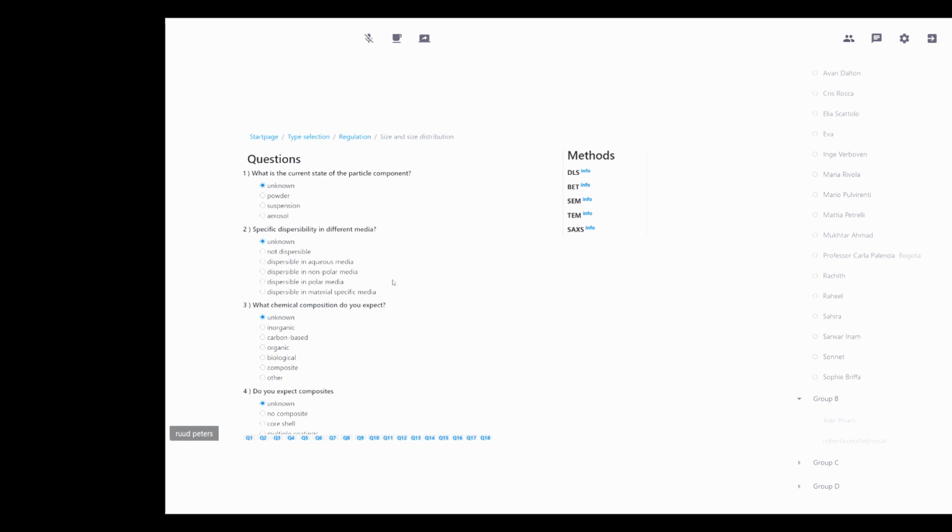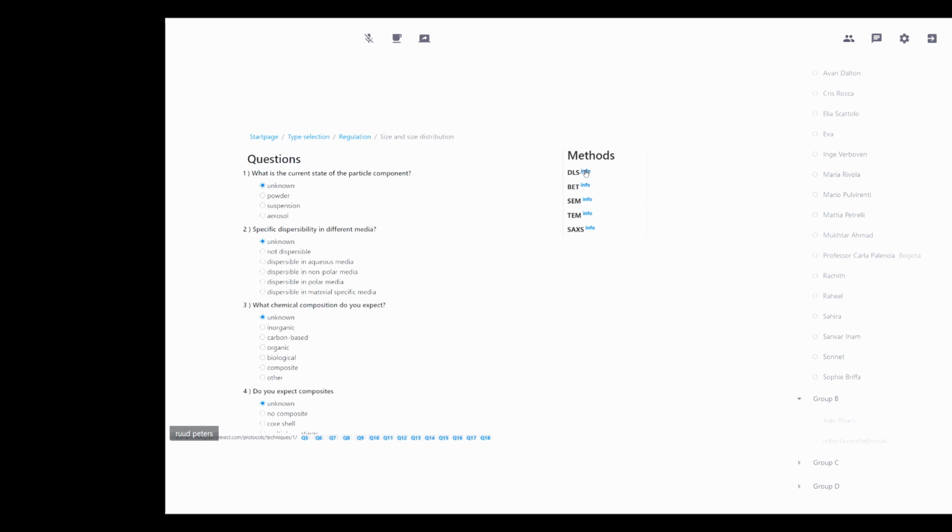On the right side, you see the methods. You probably remember that there were 5 methods suggested by the ECA Annex, which could be used to determine size and size distribution. They're all in a black color at the moment because we didn't do anything yet. As you can see, there's also a small info label here, which you can click on to get more information about the methods. For some methods this information is already in, but for many others not. We are still working on this.